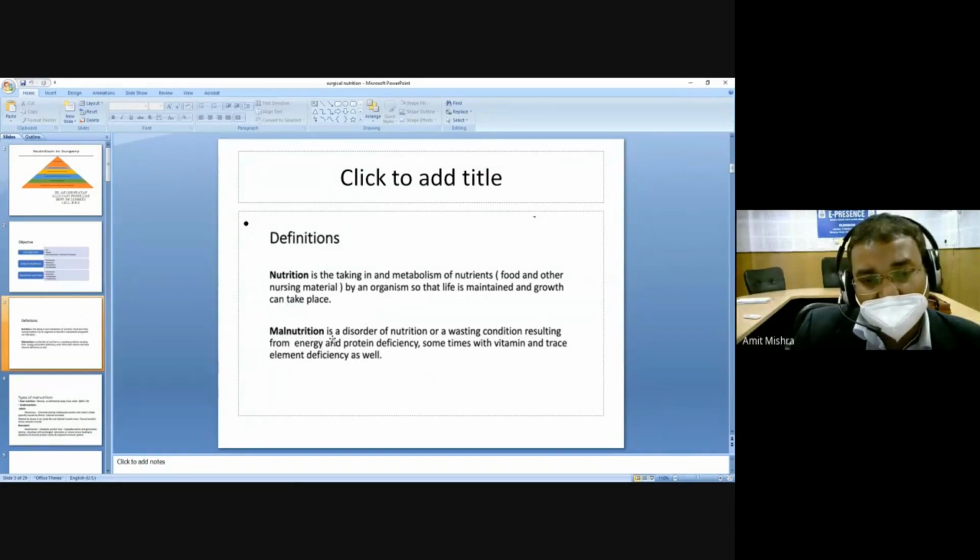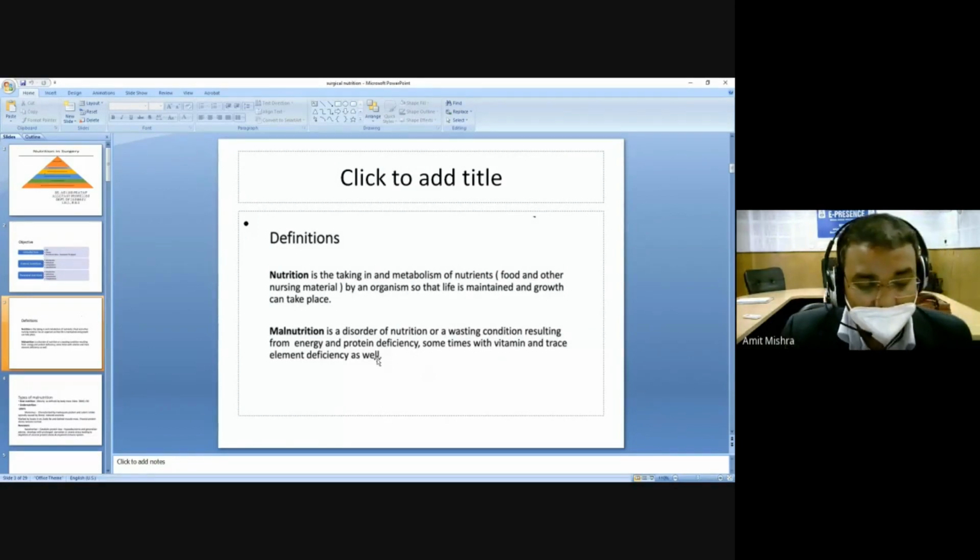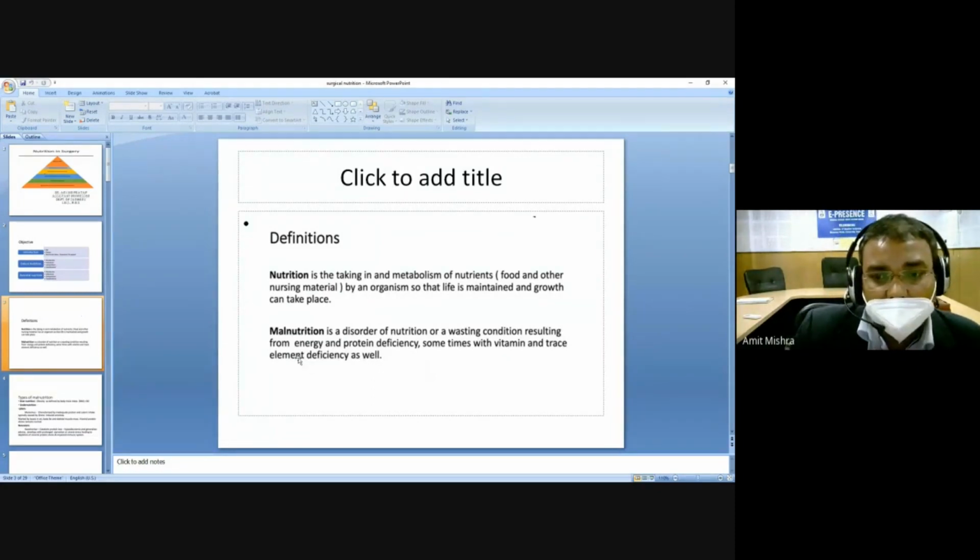Malnutrition is a disorder of nutrition or wasting condition resulting from energy and protein deficiency, sometimes with vitamin and trace element deficiency as well. Okay, right.